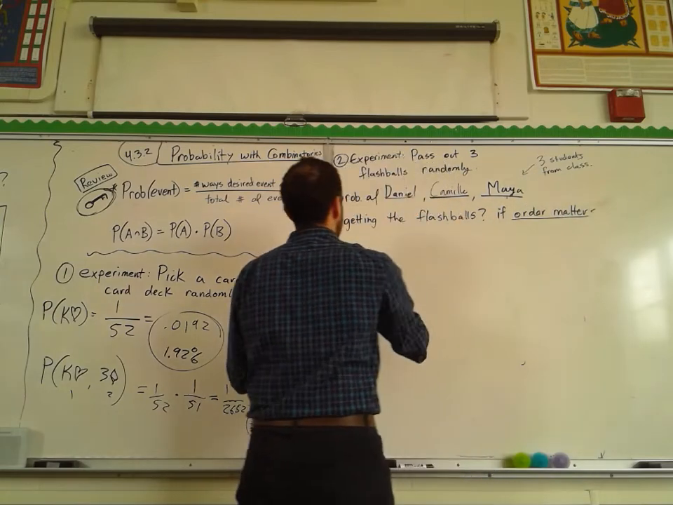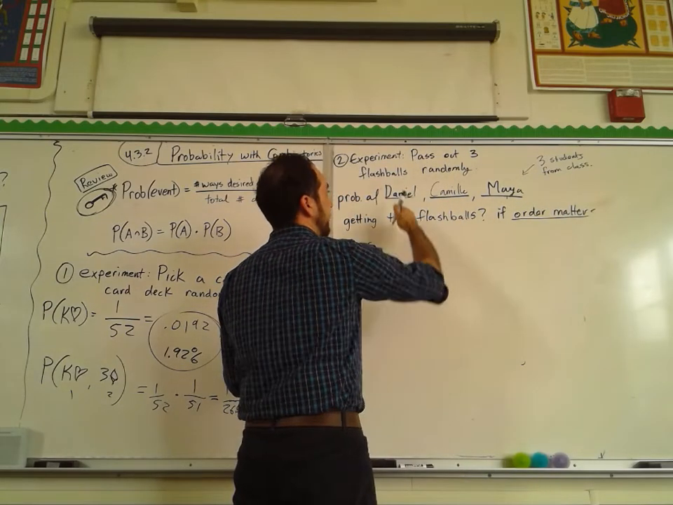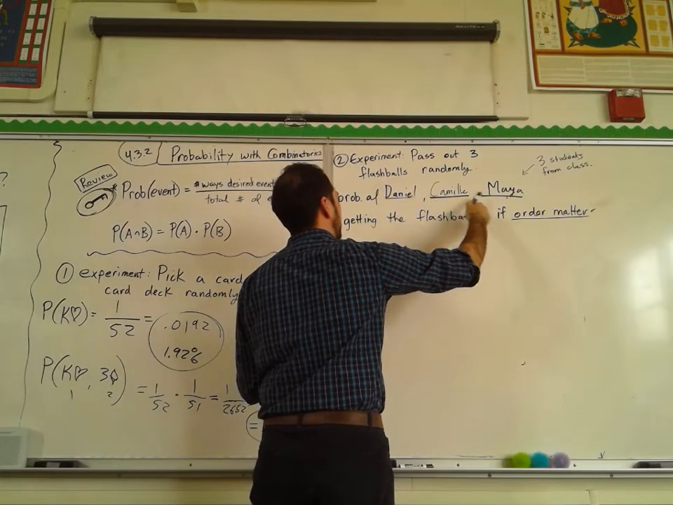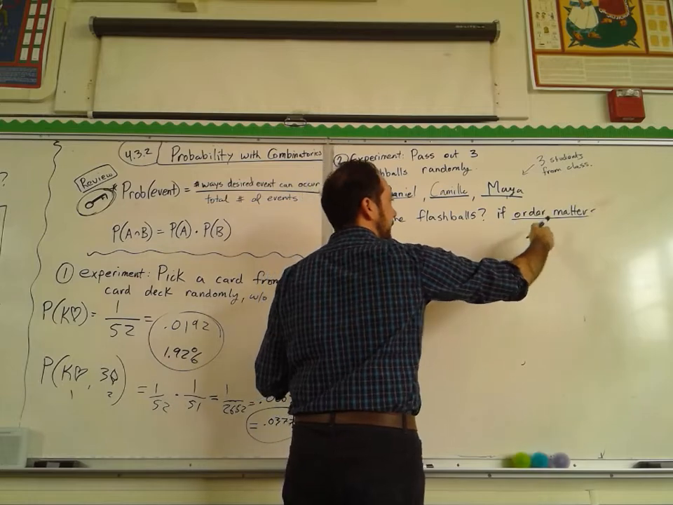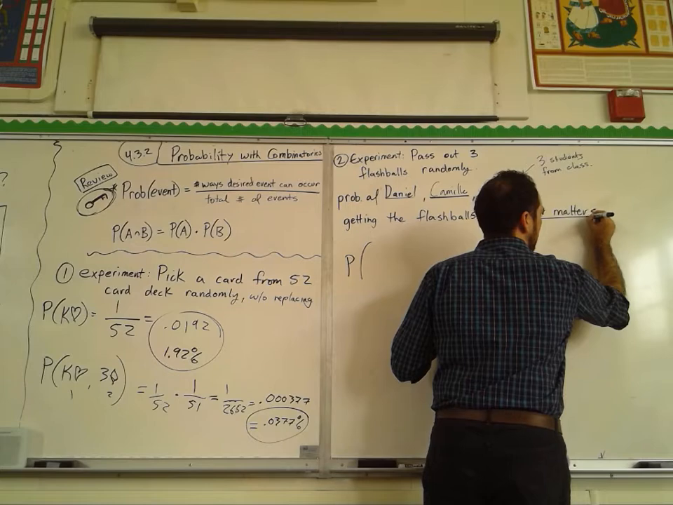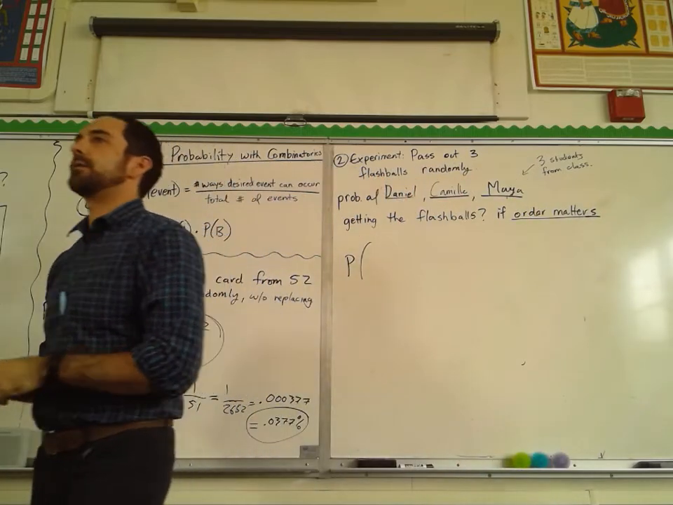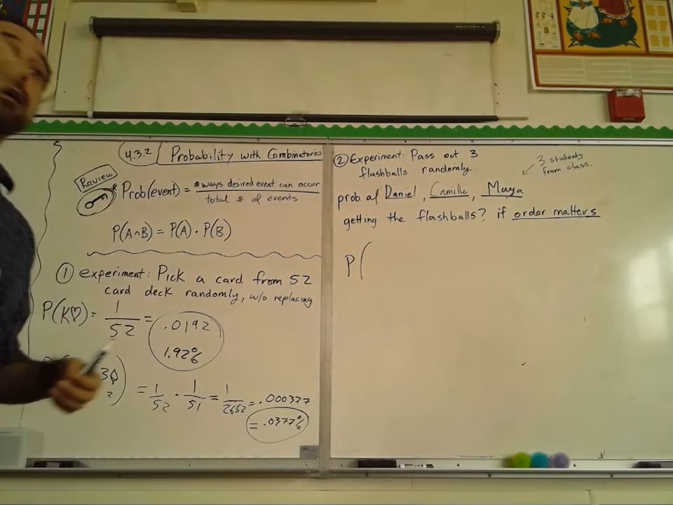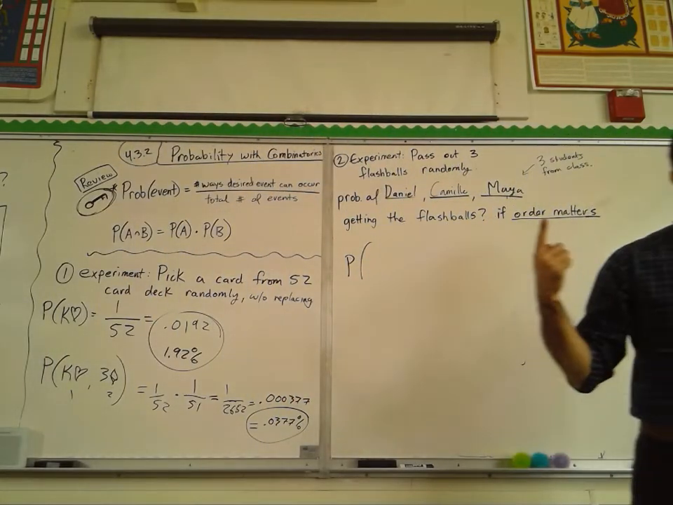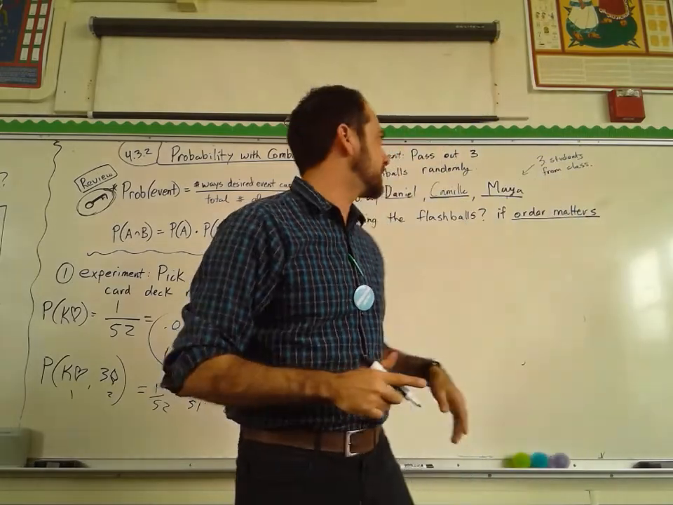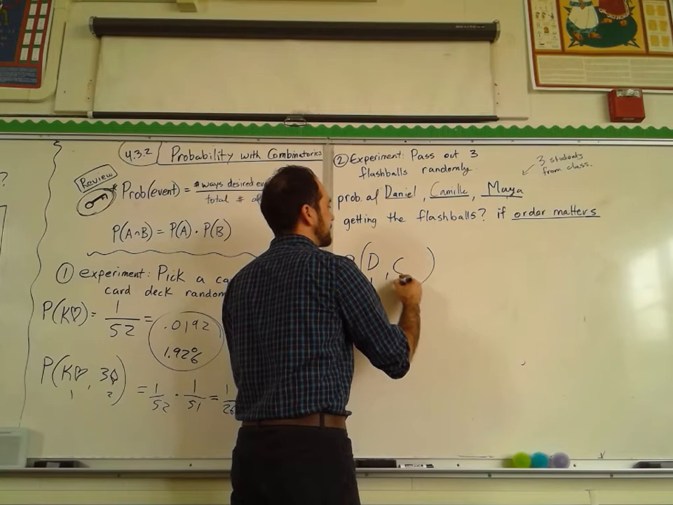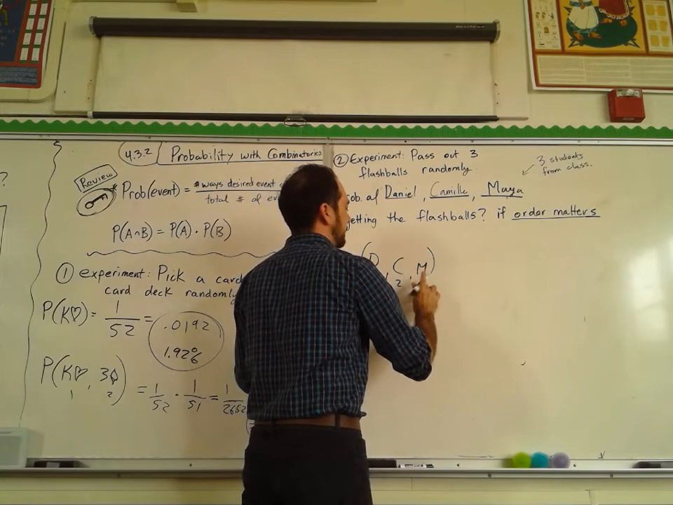So I'm going to go ahead and say this is the probability of, I'm picking them randomly. And what about this part? Probability of getting Daniel, Camille, Maya, getting the flash balls if order matters. Why is the "if order matters" important? What does that tell us? What are we likely going to do with a combination or a permutation? Permutation. So looking at this, the permutation is going to come into play when I'm looking to see how I give it to Daniel first, Camille second, Maya third. Okay.